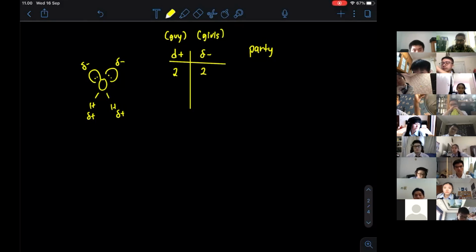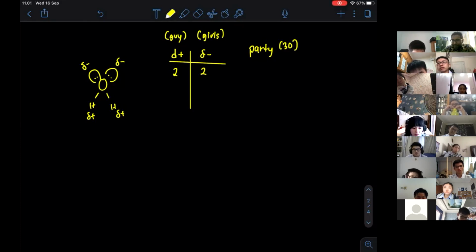It means, let's say in a party of 30 people, how many guys and how many girls will you have? Michelle. In a party of 30 people? 30? 15 guys, 15 girls. Yes, good. 15 guys, 15 girls.